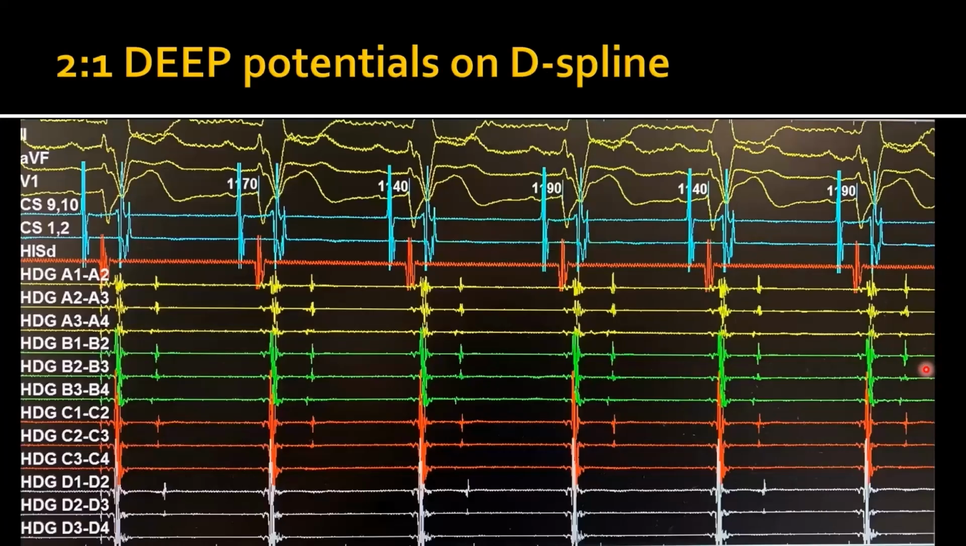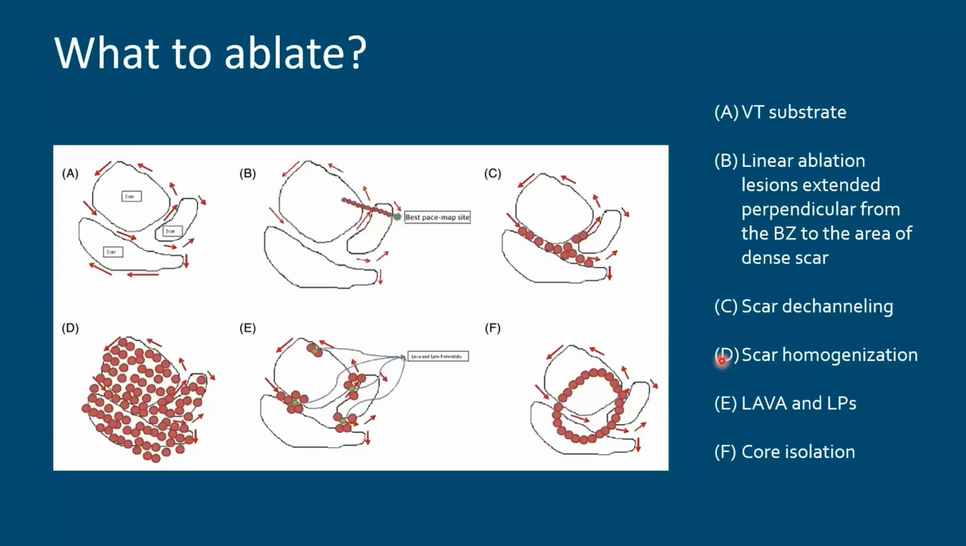Here we see late potentials with straight sinus rhythm. And you can see here that you might think you've got one channel here, but I suspect we have two, because the D spine signals are conducting 2 to 1, whereas the A to C spine signals are conducting 1 to 1. So we may have two channels at the same site with differential functionally active behavior. And all this is geared up to what we are going to ablate. And ultimately, we don't want to carpet bomb. We want to specifically target, as in E, the functionally active channels.